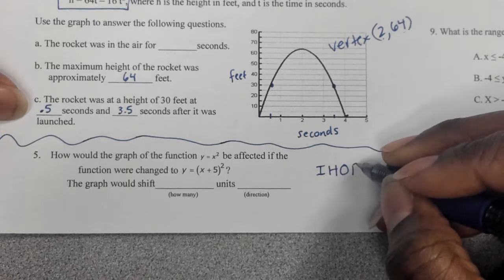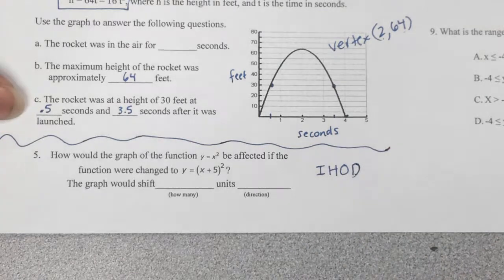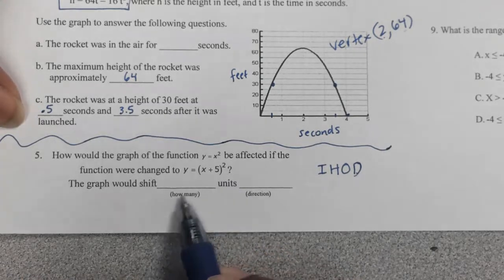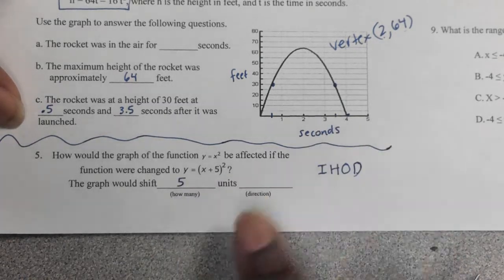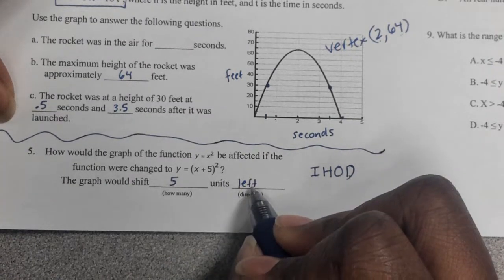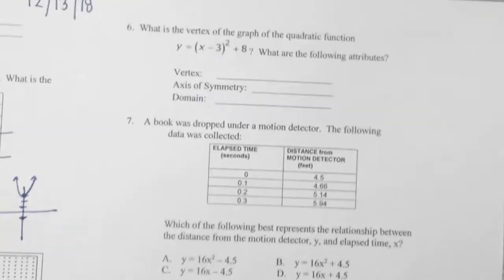That would be changing the domain. However, opposite of the horizontal, it says +5, so how many units? It would be 5 units, which way though? Left. Because if it's a +5, it's to the left. If it was a -5, it would be to the right.